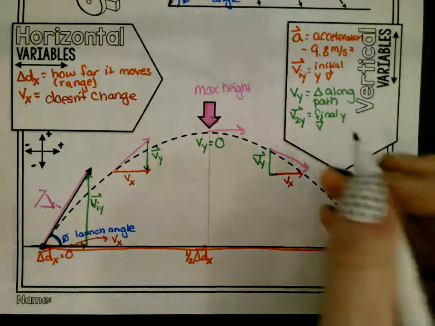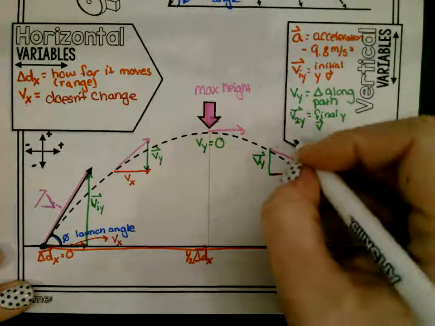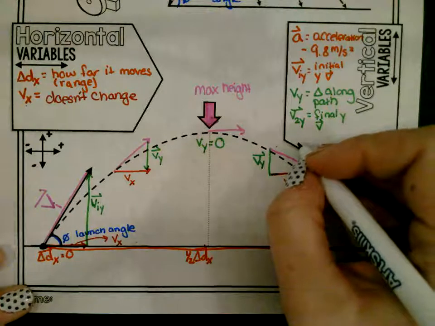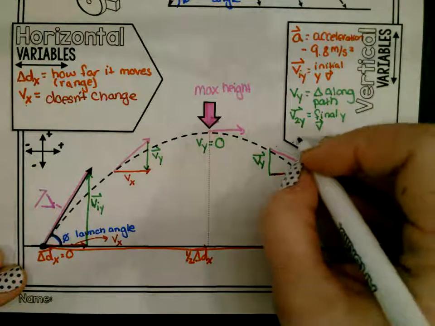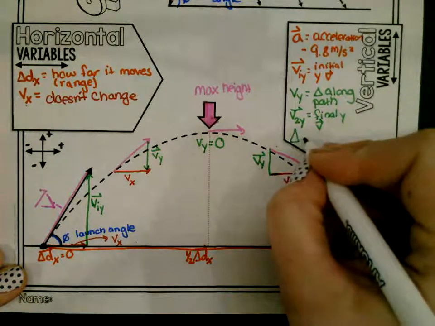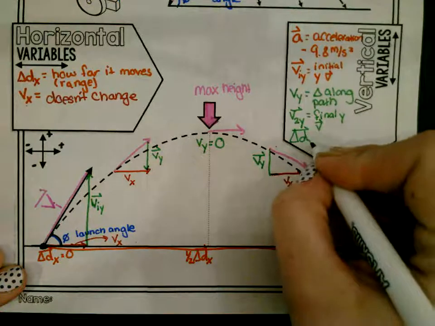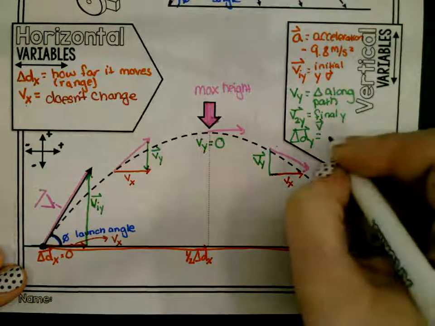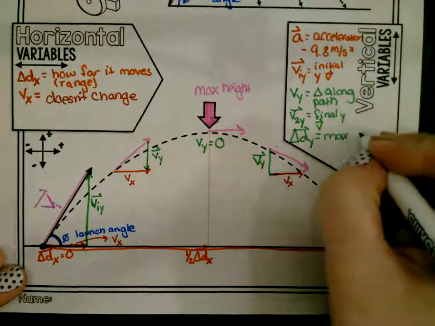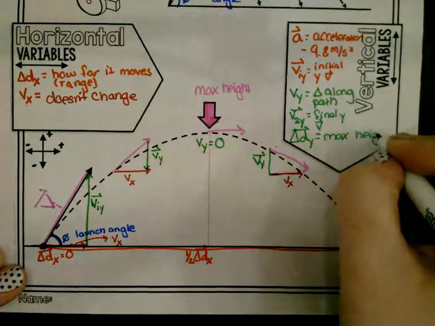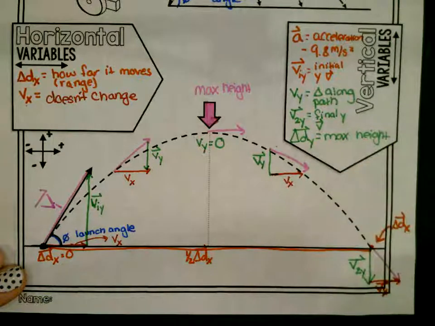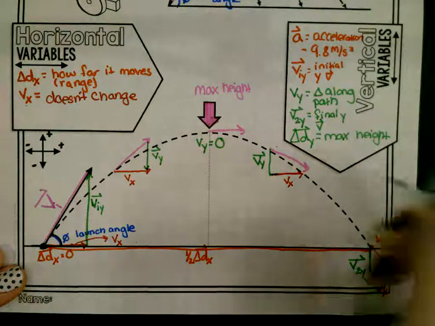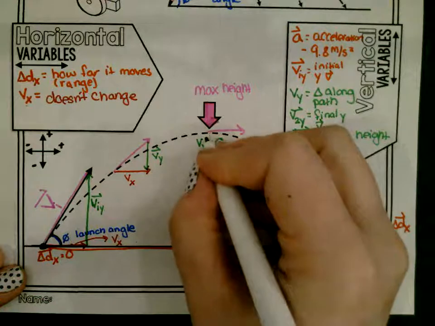All right? And that will also give us the last variable we need to know that's a vertical variable. And that is the displacement vertically, or it's max height. And that's going to occur right up here at the top.